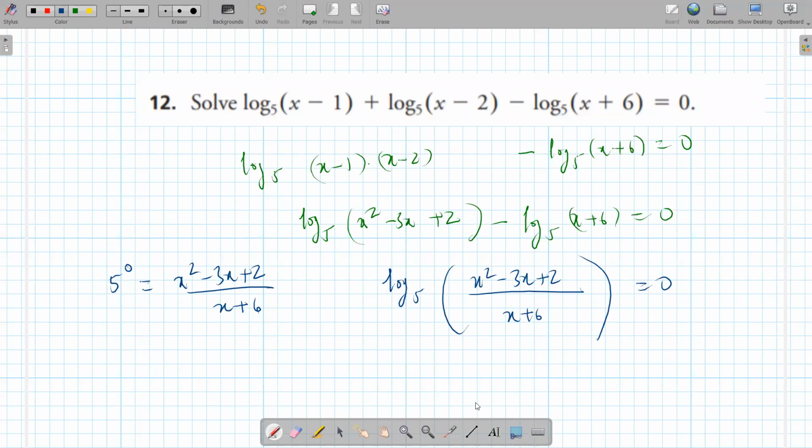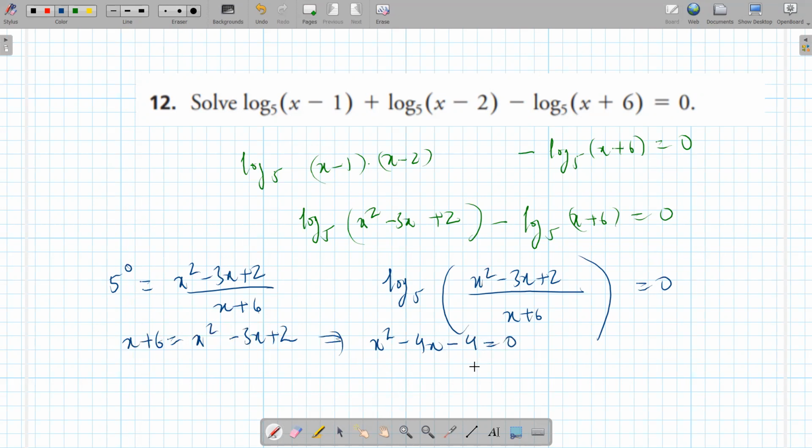And then what do we do? Would you like to simplify it? Yeah, so 5 to the power of 1, what's 5 to the power of 1? 5 to the power of 0 is 1. Yeah, exactly. And then you can multiply both sides by x plus 6. So you would get x plus 6 equals x squared minus 3x plus 2. What do you do from here? You can move everything to one side and simplify it again. Yeah, so x squared minus 4x, 2 minus 6 is minus 4, equals 0.